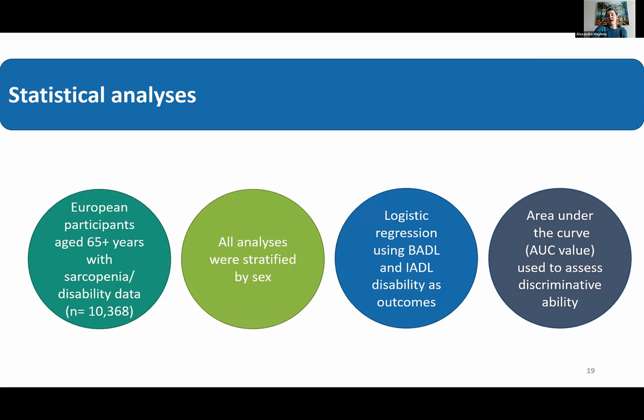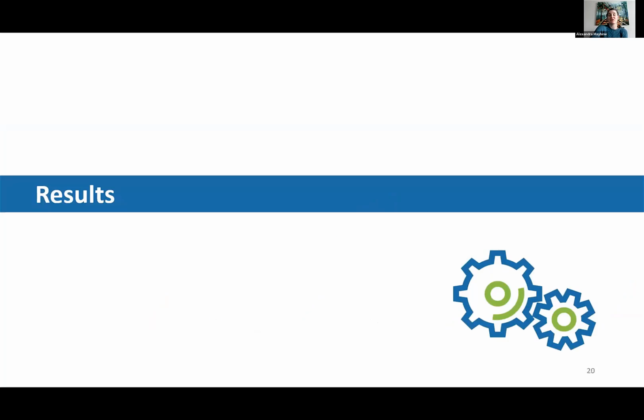We stratified our analyses by sex, and we conducted logistic regression models using those basic and instrumental activities of daily living disabilities as an outcome. And we conducted area under the curve analyses to assess the discriminability of each of the sarcopenia definitions.